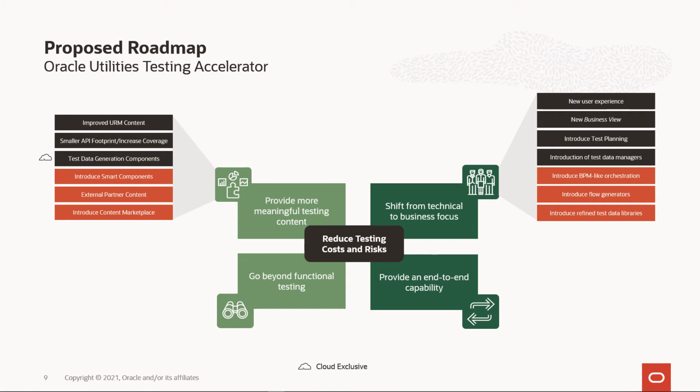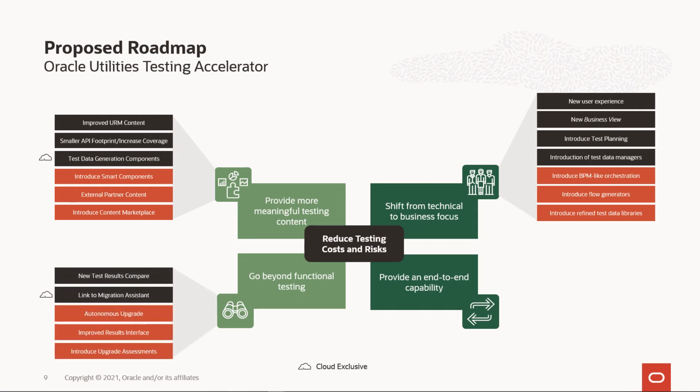Now, we also want to move away from lists of sequences. We want to move to BPM, and I'll talk a little bit about BPM in some of the new generation experience that we've got. We're going to introduce what are called flow generators, which allow you to quickly generate flows from various sources, and also refine our test data libraries so that we can provide you a more meaningful experience when we deliver test data to you. So we'll talk about some of those when I talk about some of the user experience.